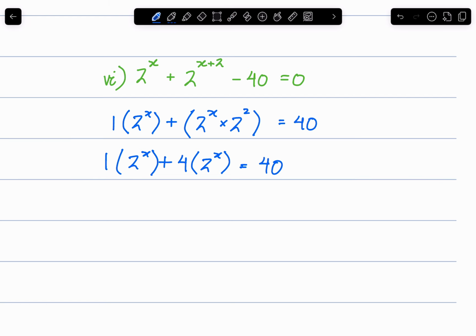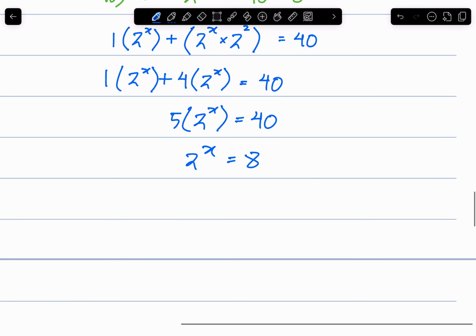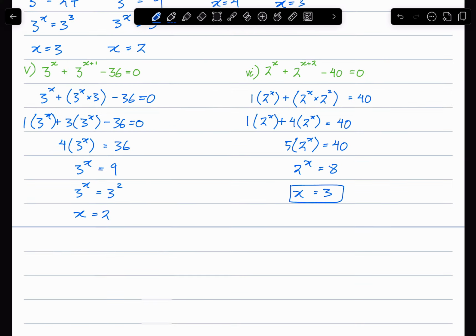Now, solving this, we get 5 lots of 2 to the power of x equals 40. Dividing by 5, we get 8. And we'll just go straight to the idea x must equal 3.